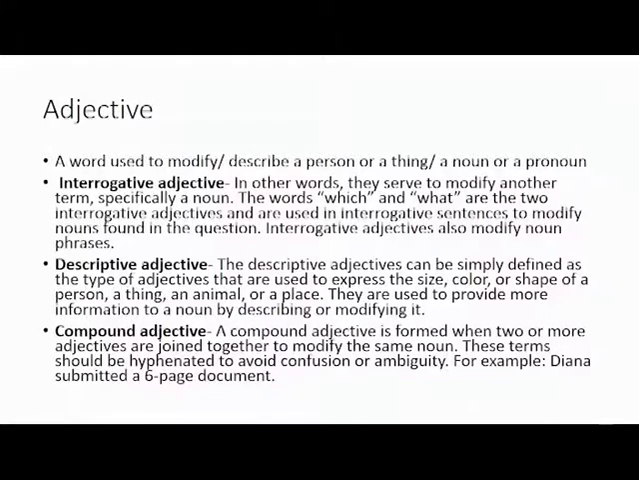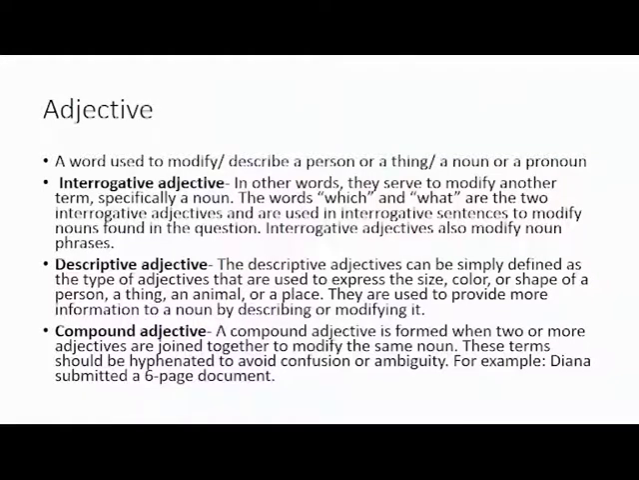And then we also have what we call adjectives. Adjectives are words that are used to modify or describe a person or a thing, or in other words, to describe a noun or a pronoun. So we have an interrogative adjective. These are words that serve to modify another term, specifically a noun. The words which and what are the two interrogative adjectives and are used in interrogative sentences to modify nouns found in the question. Interrogative adjectives also modify noun phrases.